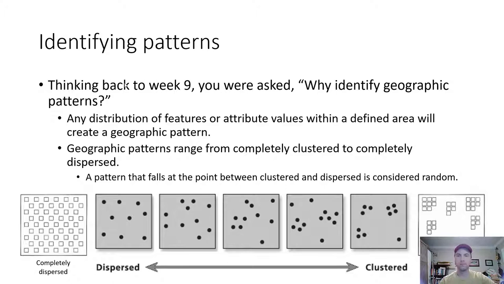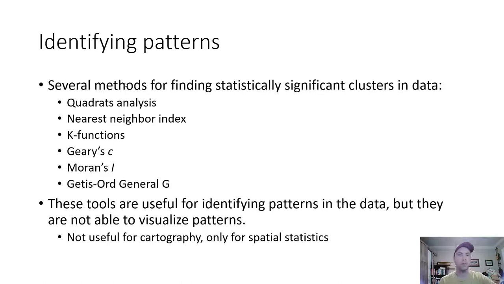So there are several methods for finding statistically significant clusters in data. I mentioned several of these over the last few weeks: quadrant analysis, nearest neighbor index, which we've used, K-functions, Geary's C, Moran's I, and Getis-Ord or General G. And those are all for showing whether or not a data set is clustered or dispersed, or if it's random, right? So these tools are useful for identifying patterns in the data, but they're not able to visualize patterns. They're not able to actually create spatial data.